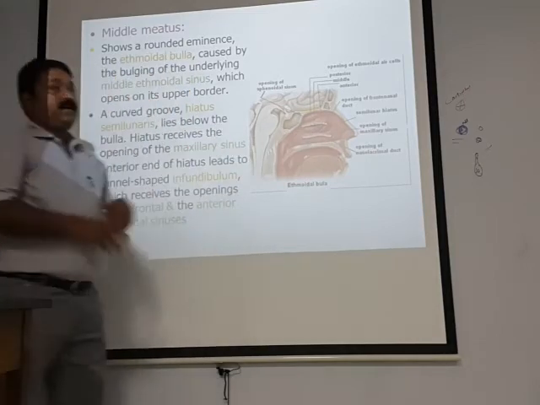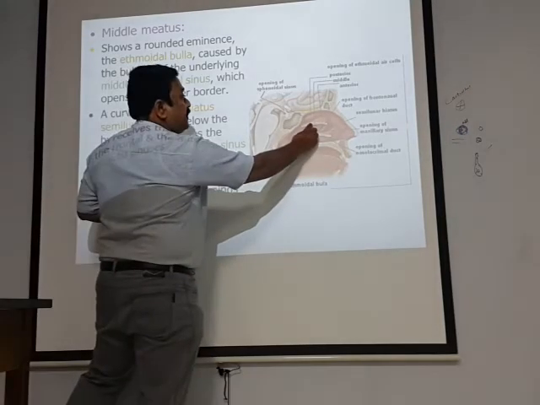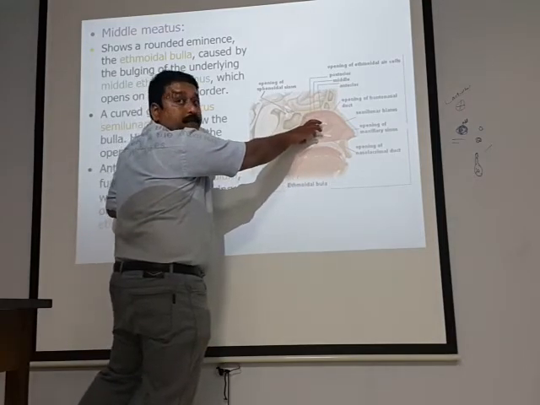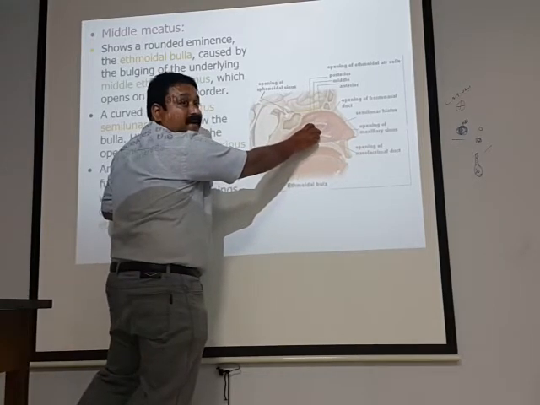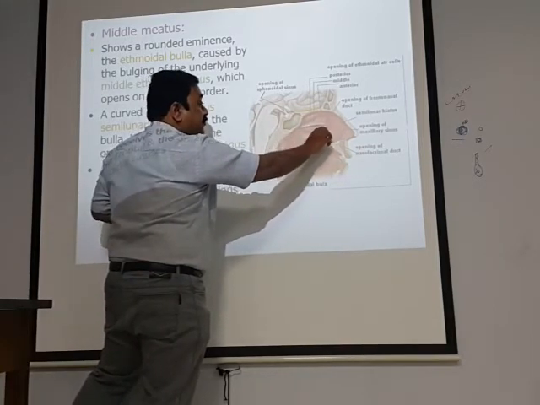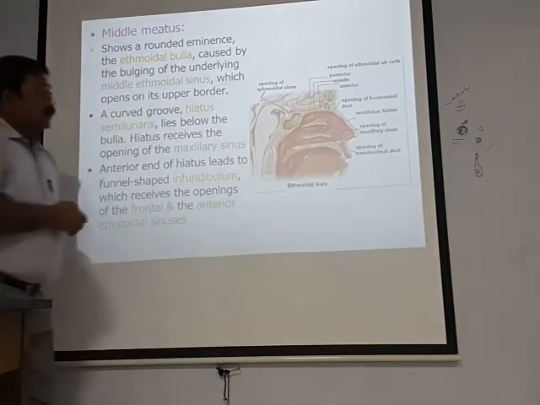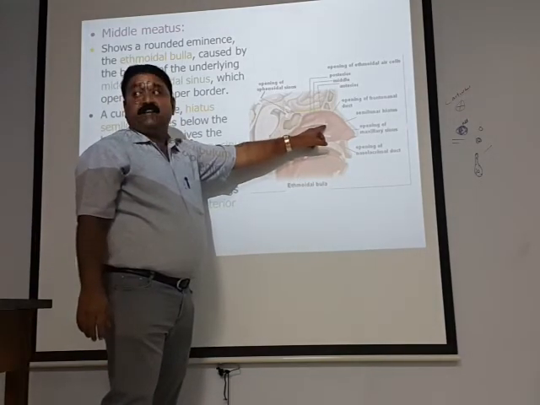So what are the sinuses opening here? The middle ethmoidal sinus opens here above the bulla, superior to the bulla. Next, in the groove, the anterior part, the frontal sinus opens here.